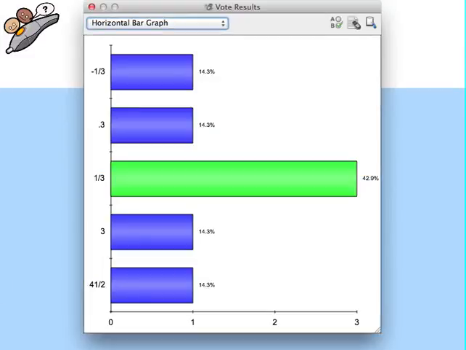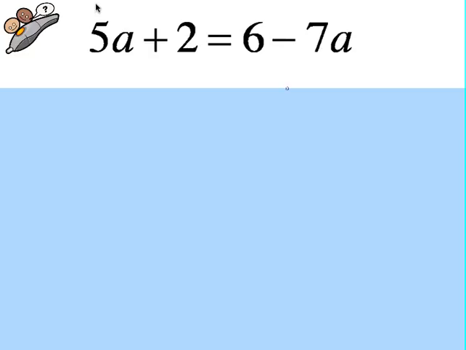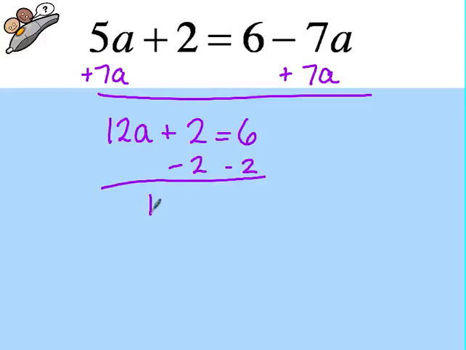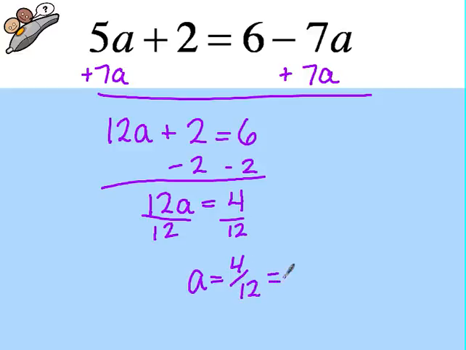All right, 1/3. Okay, so let's look at that real quick. What we do here is you should have added 7a to both sides. Okay, so you get 12a plus 2 equals 6. Now I'm going to subtract 2 from both sides, and so I get 12a to equal 4. To solve that now, I'm going to divide by 12. So I should get a to equal 4/12, but I know that reduces to 1/3. Okay, because 4 goes into 4 one time, 4 goes into 12 3 times.